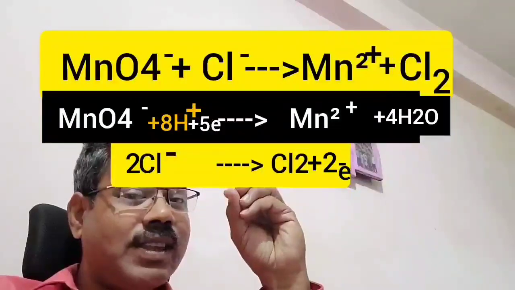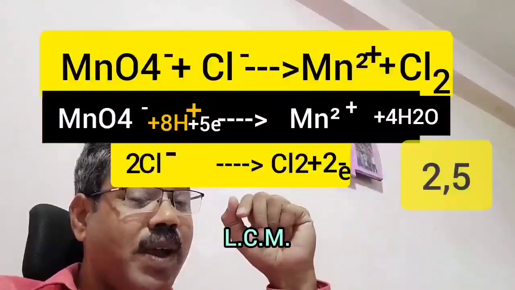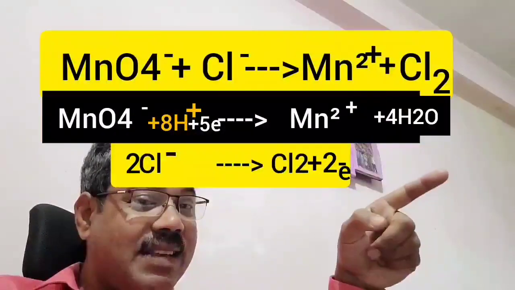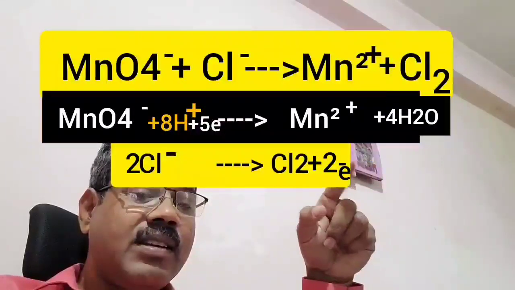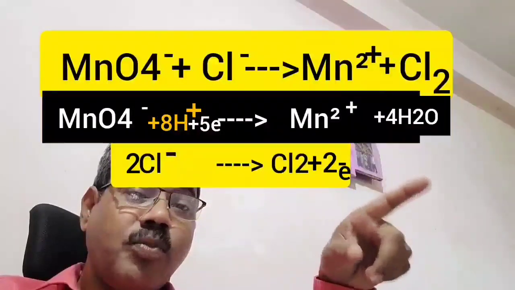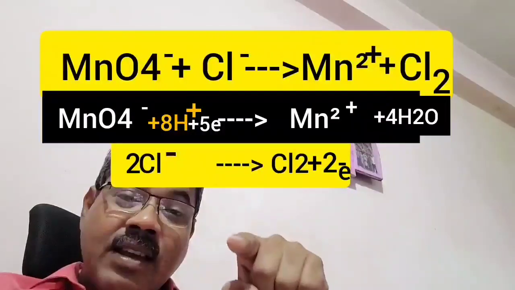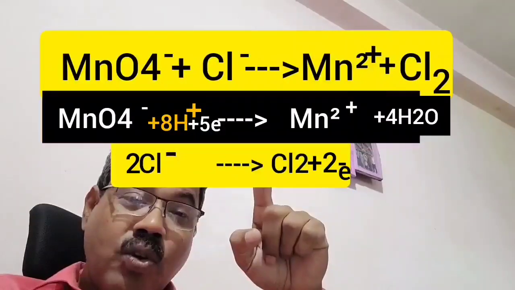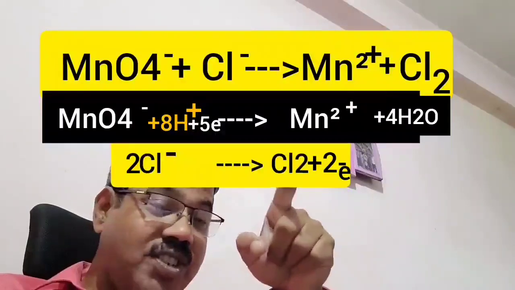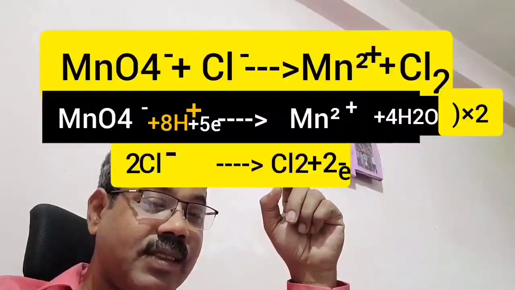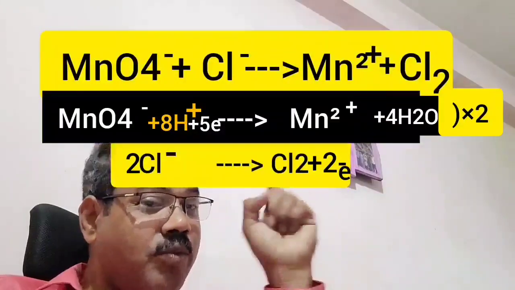we have to do one thing. What is the LCM of 2, 5? 10. LCM of 2, 5 is equal to 10. So, in the first equation, we have to multiply with 2. And in the second equation, we have to multiply with 5.